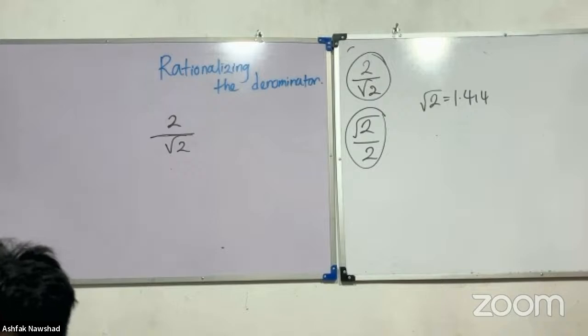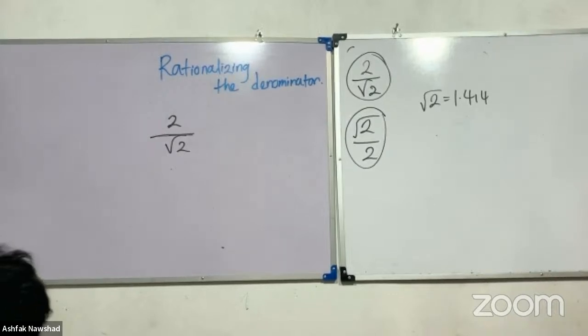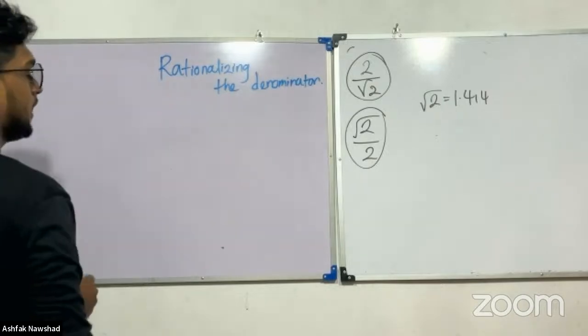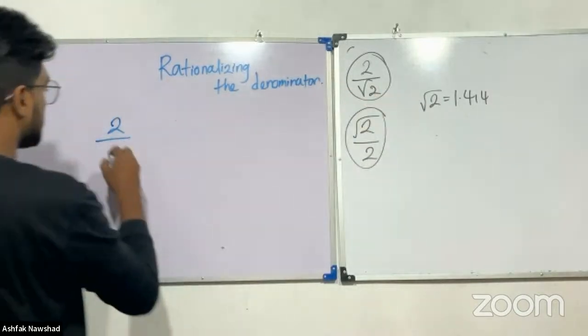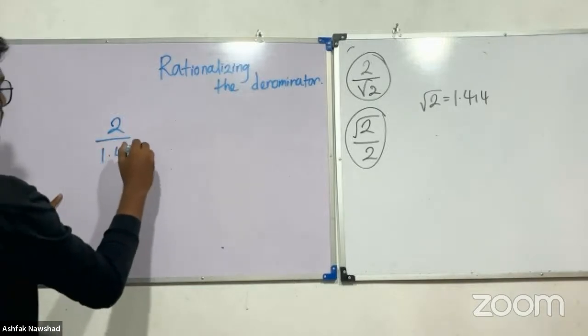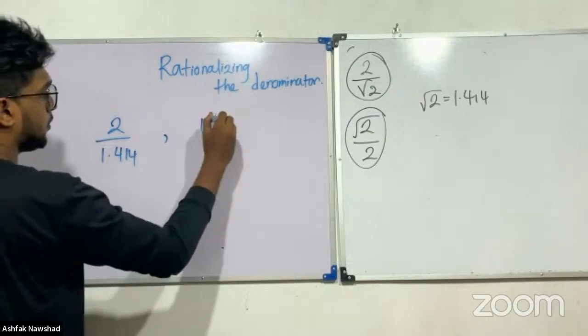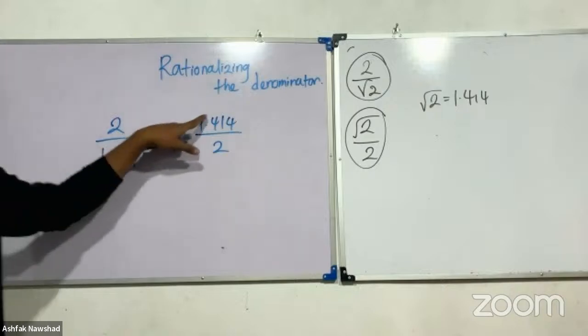Okay. I have an answer. The easiest fraction would be the second one. I'll tell you why. In the first one, I put 1.414 instead of root 2, and in the second one, I also put 1.414 instead of root 2. So this is the first fraction and this is the second fraction.